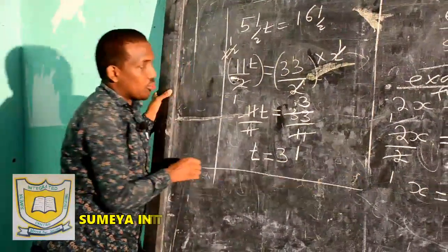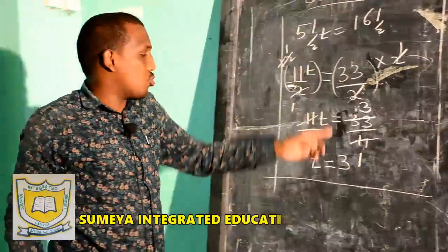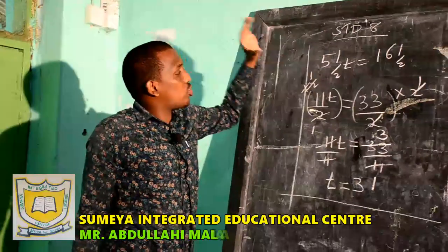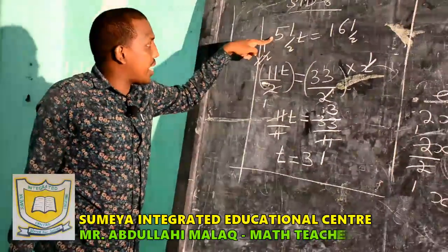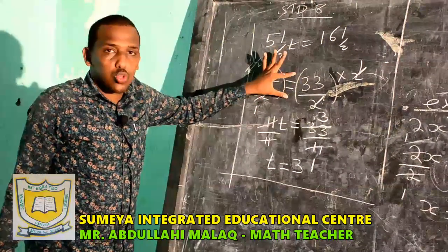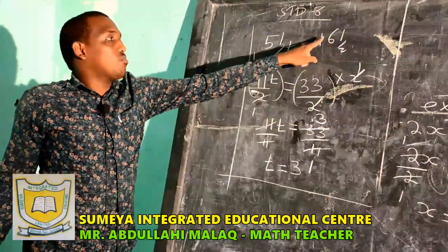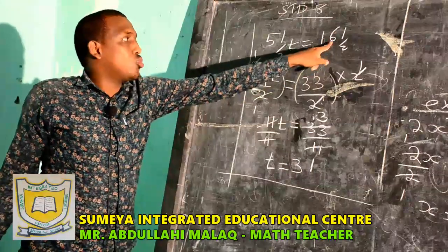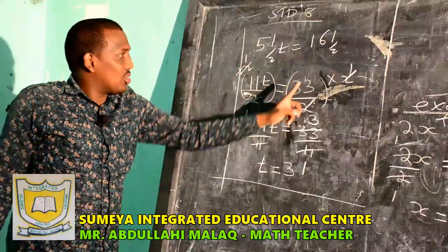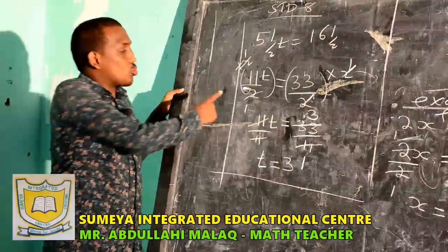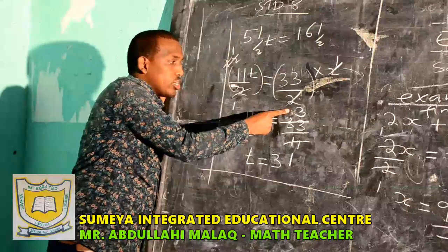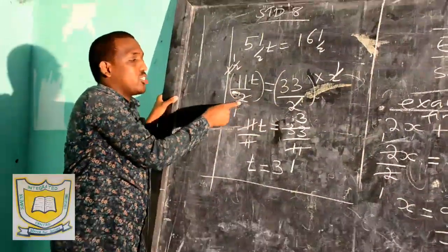So that's how we solve the value of t. I repeat, we change this one into an improper fraction. 5 times 2, 10 plus 1, 11. 11t over 2 is equal to 16 times 2. You change to an improper fraction, 32 plus 1, 33. So it is equal to 33 over 2. So this one has 2 in the denominator, and the other one, on the other side of the equal sign, also has 2 in the denominator. So we check the denominators, 2 and 2.